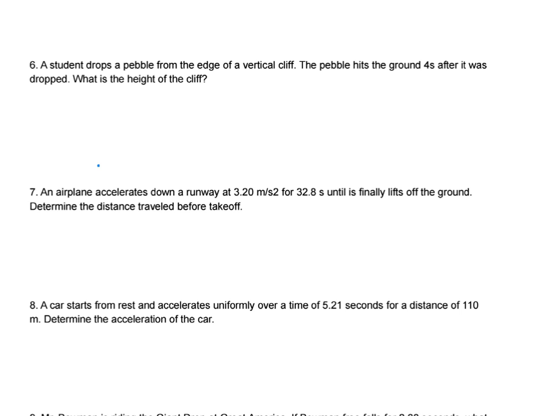Number 6, a student drops a pebble from the edge of a vertical cliff. The pebble hits the ground after 4 seconds. So let's label that as our time. After it was dropped, what is the height of the cliff? So it feels like we don't have enough information here because we only have the one piece. We know we need to have 3 pieces, but we can infer a couple others. If it's dropped, its initial velocity is probably 0. And as long as this cliff is on Earth, we can say the acceleration is 9.8 meters per second squared.